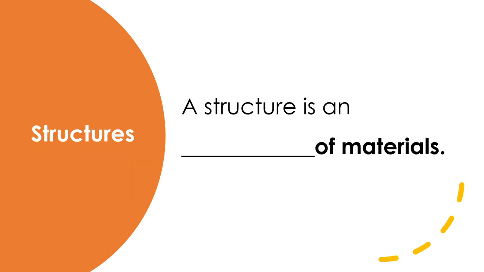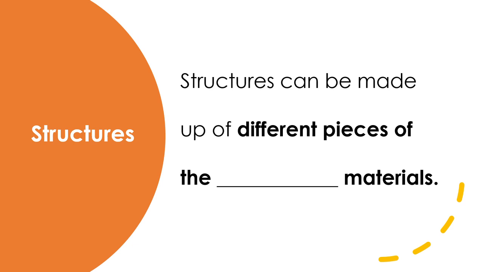Okay, so let's review. What is a structure? A structure is an arrangement of materials. Structures can be made up of different pieces of the same materials. Remember the bird nest when we were saying that it's only made up of sticks, or it's only made up of dry grass, but it's different pieces of the grass, but it's the same material.